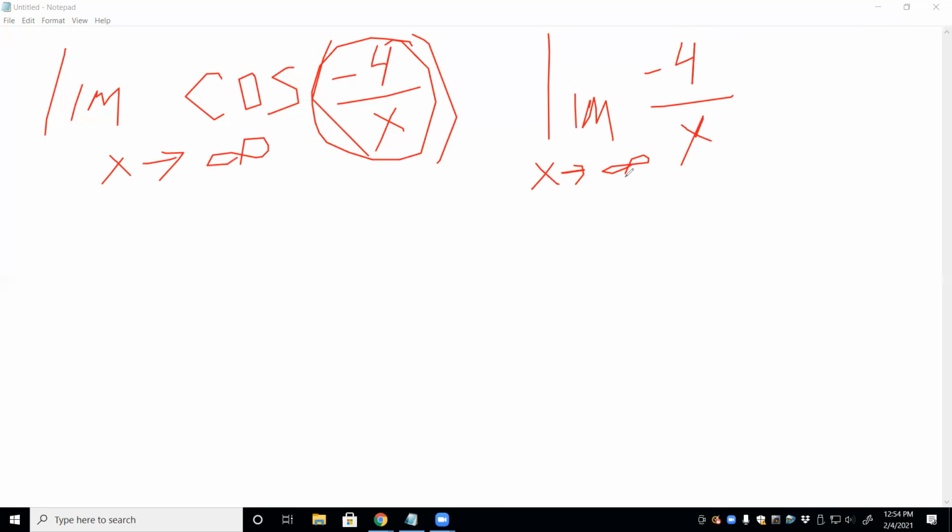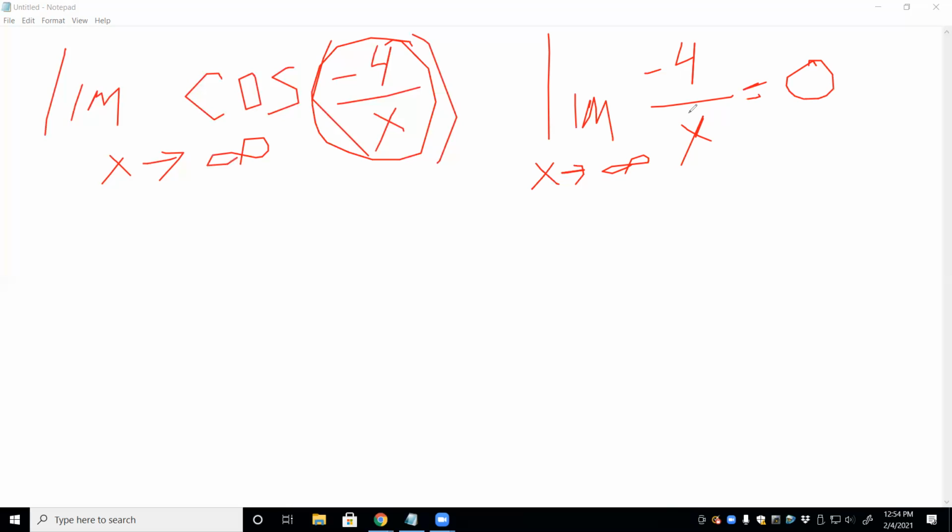I guess it would be infinite? If the bottom blows up and the top stays the same, it always goes to zero. In other words, make x 1,000, that number is small. Make it 1,000,000, that number is even smaller. Make it 1,000,000,000, it's even smaller. As it finally hits infinity, it's zero.